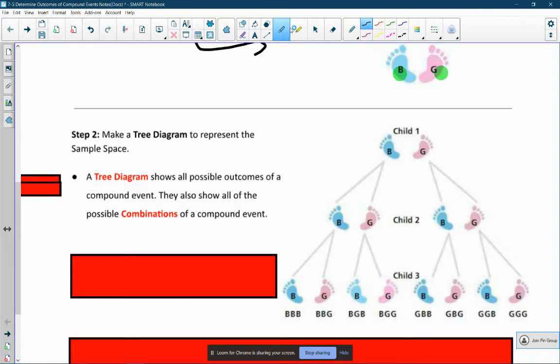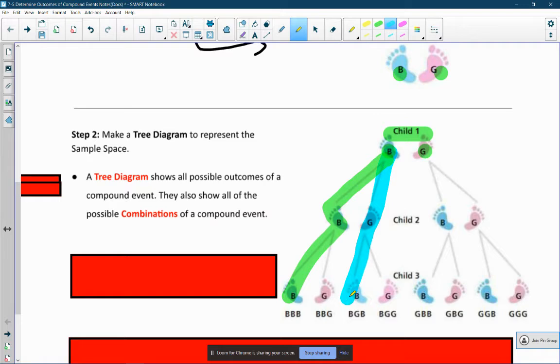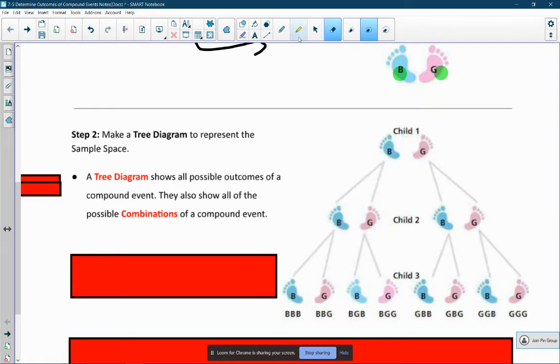Now notice our first event here, child 1. You either have a boy or a girl. So each one of these branches just represents combinations. So let's say child 1 was a boy. Well, then you could say, well, what if they had another boy, and then what if they had another boy? Each one of these things are different branches, right? And they each follow their own path. And each stage of these branches, okay, represents each event, right?